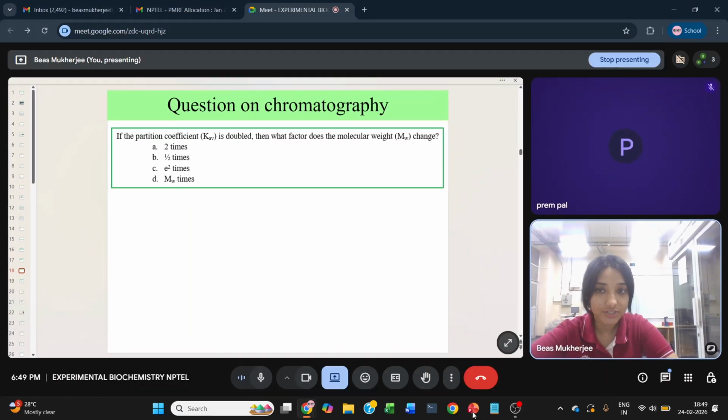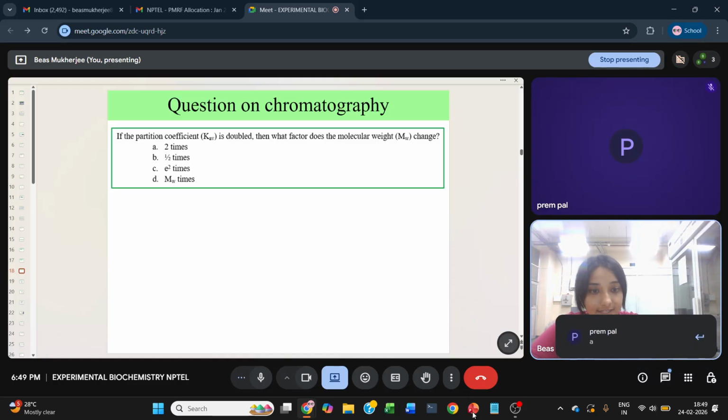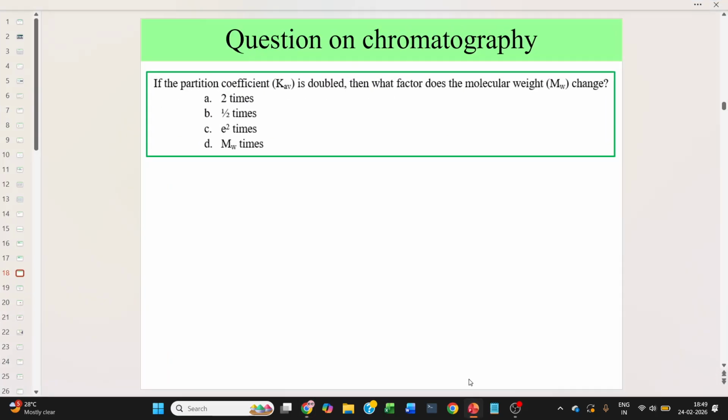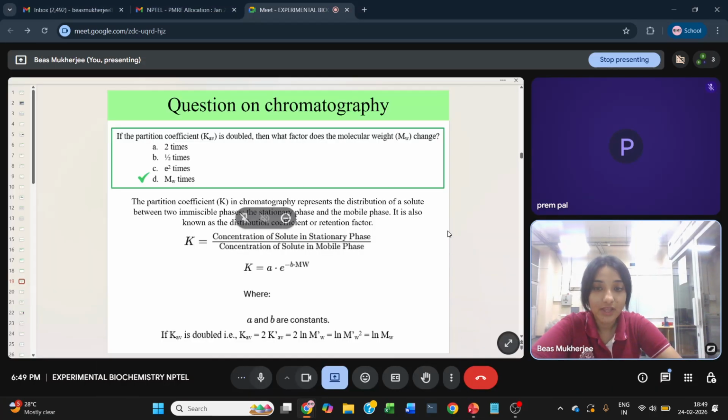Now we have another question, which is if the partition coefficient is doubled, then by what factor is the molecular weight changing? Okay, so for a particular protein, if the partition coefficient is seen to have doubled, then how has the molecular weight actually been affected? A, let's see. Okay, so the calculation is done here, you can see.